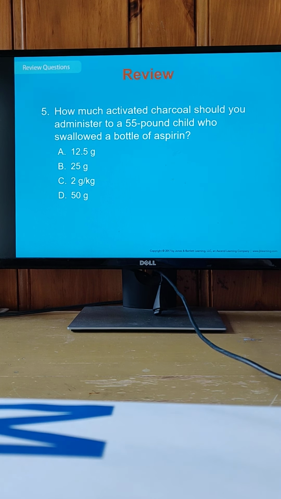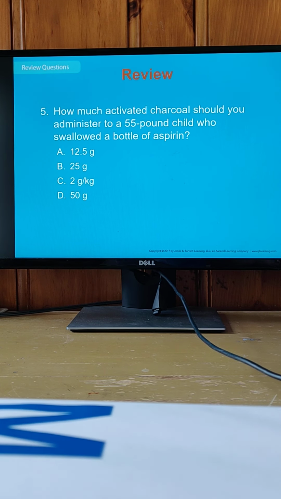Let me write this down. Let's see what I say. Patient's 55 pounds. Half of that is 22, so that's 23. 10% is 2.3, rounded up to 3. So his weight would be 20 kilograms, right? So it's 1 gram per kilogram. So is it 50 grams?